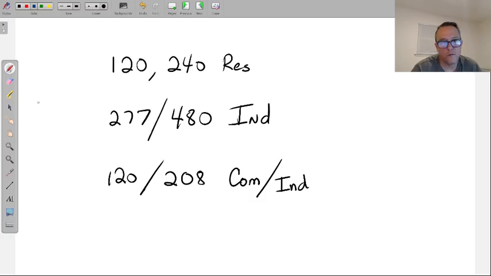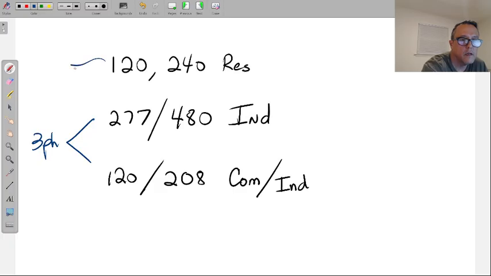All right, 120, 240, that's in every residential. So that's usually where we start as a course teaching more focused on residential. And then we start to expand a little bit. These two are three-phase systems, which are quite different from that one there, which is a single-phase system.